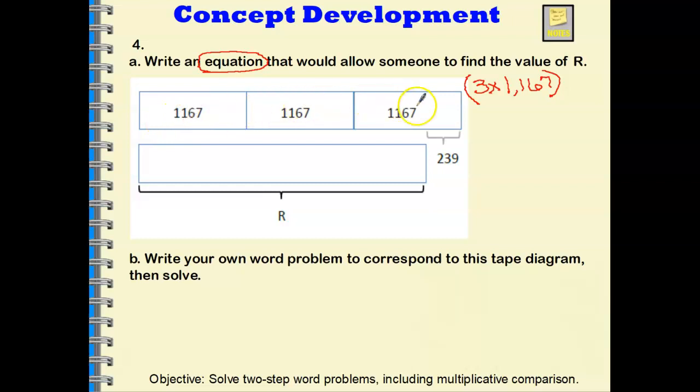I have 1,167 3 times. And when I figure out how much that is, I want 239 less than that. So I'm going to have to subtract. And then once I subtract that 239, that is going to tell me what R equals. So the way to write that equation would be 3 times 1,167 minus 239 equals R.